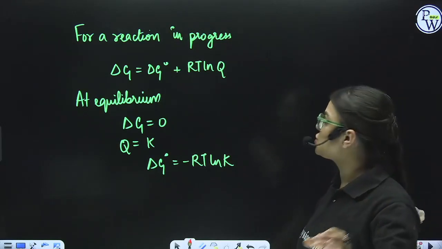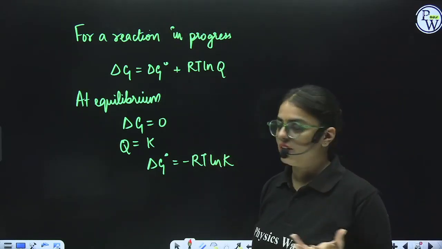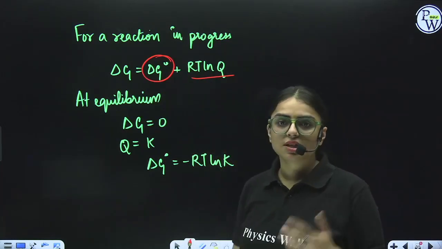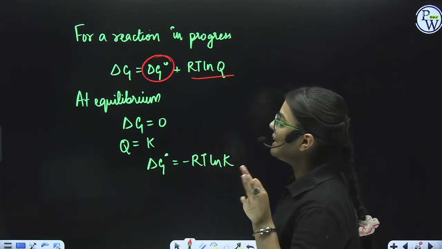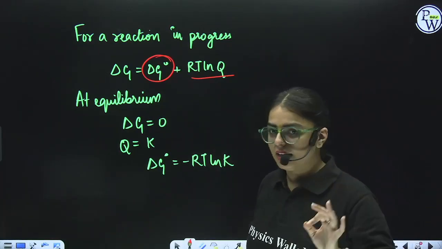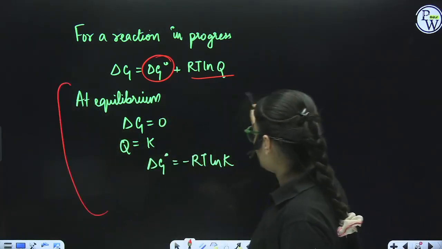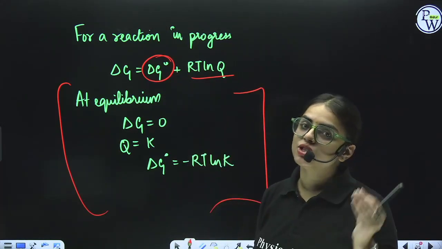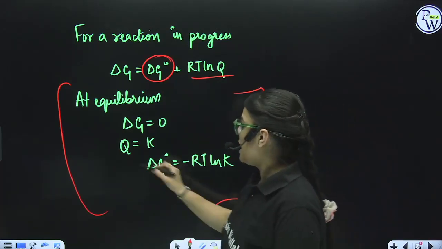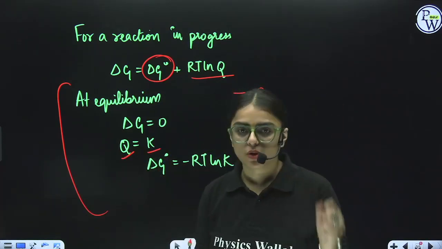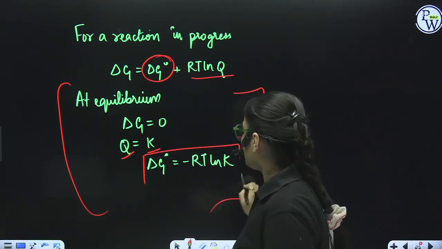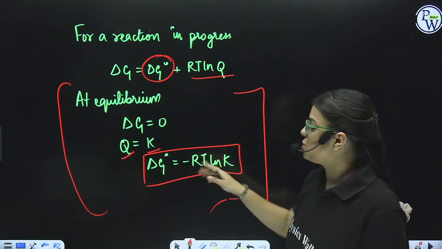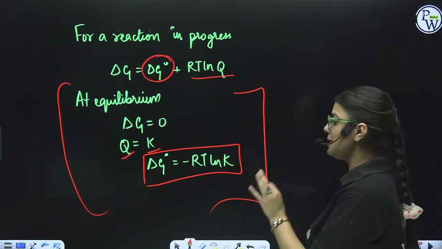Moreover students, for a reaction in progress, what is delta G? Delta G is equivalent to standard Gibbs free energy plus RT ln Q. What is Q? Reaction quotient. So basically delta G is equivalent to delta G naught plus RT ln Q. Now this is generally asked in so many questions: at equilibrium what happens? At equilibrium the Gibbs free energy change is equivalent to 0 and the reaction quotient will be equivalent to the equilibrium constant. So a new formula you can calculate for standard Gibbs free energy, that is delta G naught equals minus RT ln K, because delta G is 0, so when you put all the terms it will be minus RT ln K.